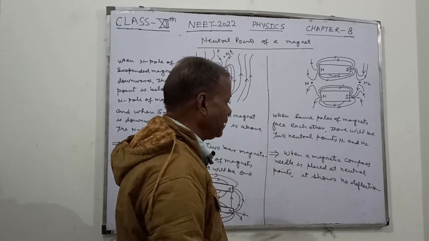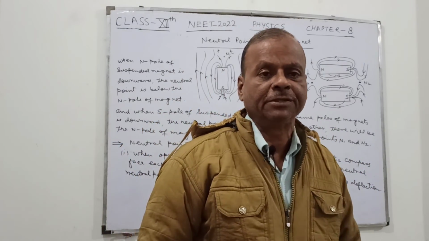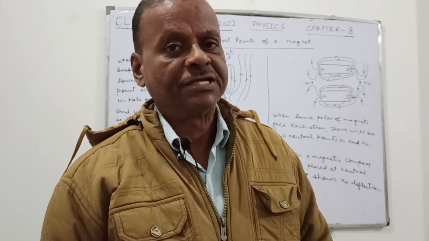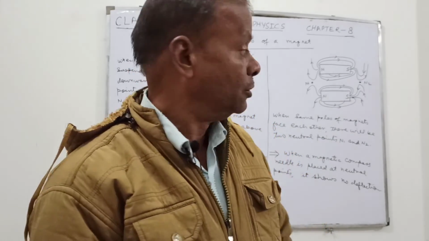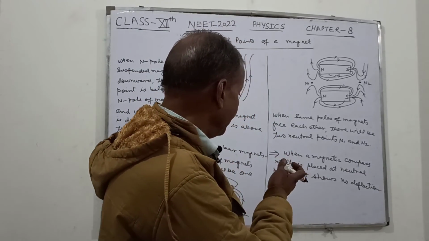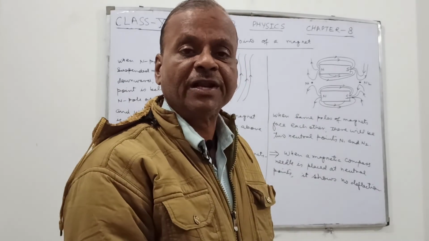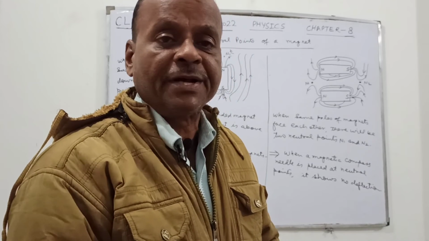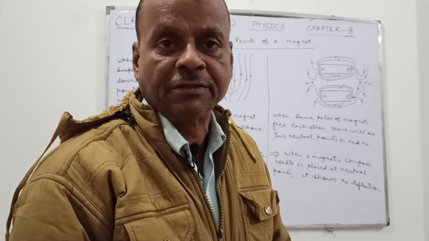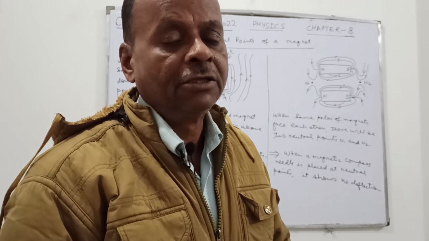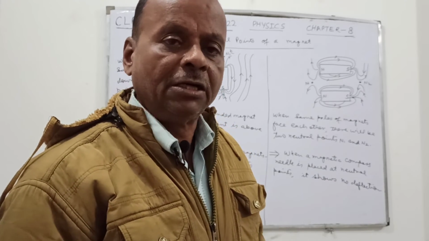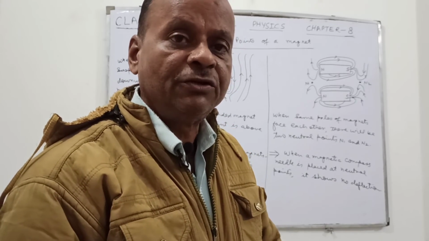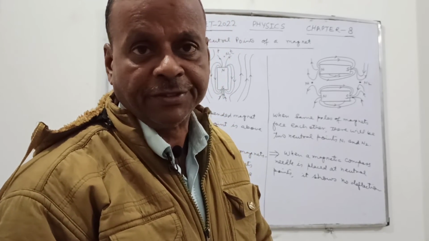Because the compass will be deflected only when there is a magnetic field. But since the magnetic field is zero there, this compass will show no deflection at all. So if at some place the compass needle is not showing deflection, it means that is the neutral point. Now, why are we finding this neutral point?